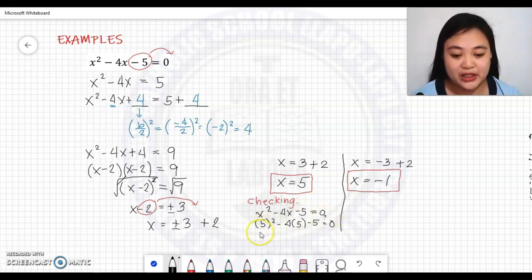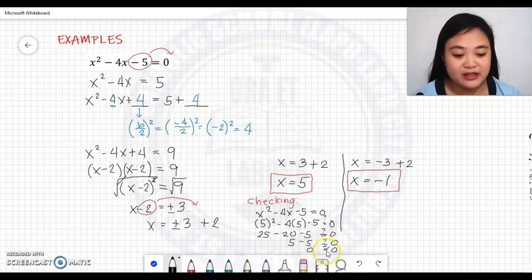So 5 squared is 25, minus 20, minus 5. Is it equal to 0? We will know. 25 minus 20, that's 5. 5 minus 5, is it equal to 0? And 5 minus 5, oh yes, it's true. 0 is equal to 0.